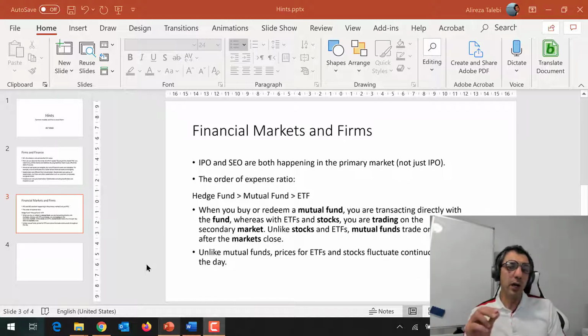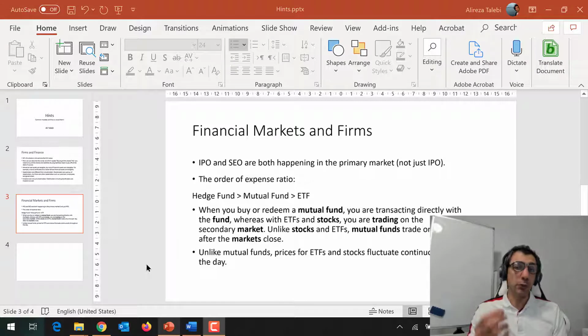However, when it comes to ETFs, exchange traded funds, they are very similar to stocks. So you can buy and sell stocks. Similarly, you can buy and sell ETFs during the day. And this is happening for sure in secondary market because it's already existing in the market. As I mentioned, mutual funds are just traded once per day when the market is closed, when the NAV is known, so you know how much it is, so you can buy or sell them.